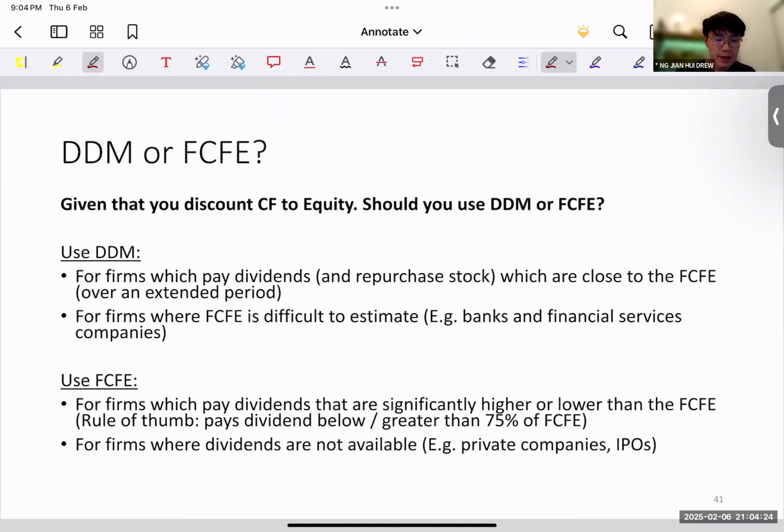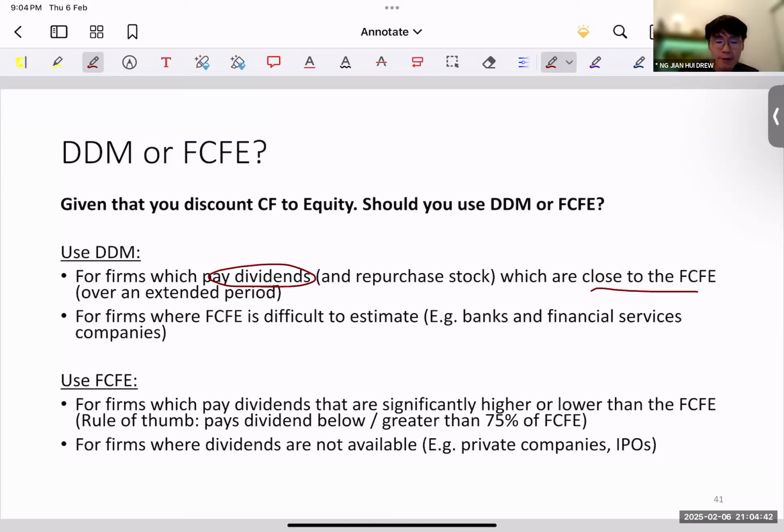And the thing is, we need to see whether the dividends paid are close to the FCFE, right? So let's say for certain firms, maybe they're paying very little dividends because they're not matured yet. Then perhaps the DDM is not the right method.